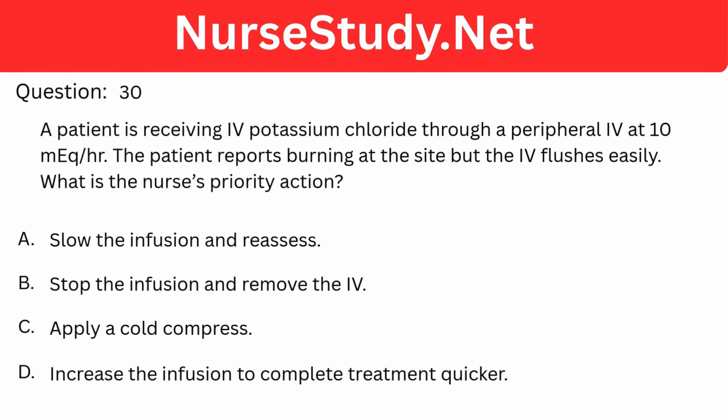Question 30. A patient is receiving IV potassium chloride through a peripheral IV at 10 milliequivalents per hour. The patient reports burning at the site, but the IV flushes easily. What is the nurse's priority action? A. Slow the infusion and reassess. B. Stop the infusion and remove the IV. C. Apply a cold compress. D. Increase the infusion to complete treatment quicker.